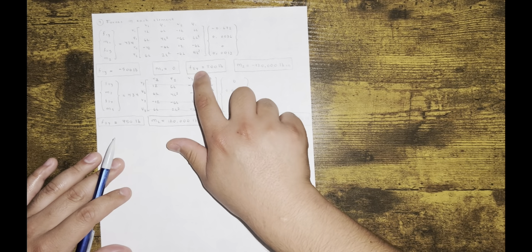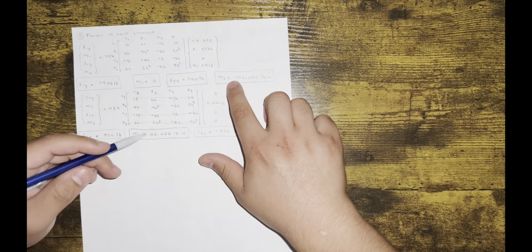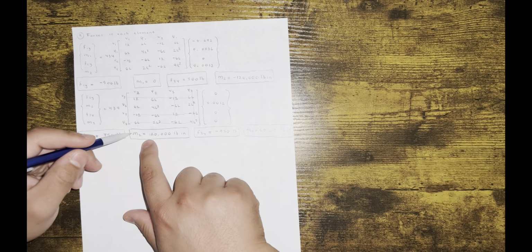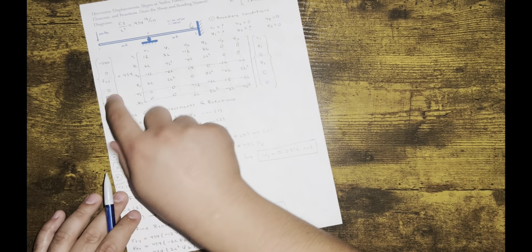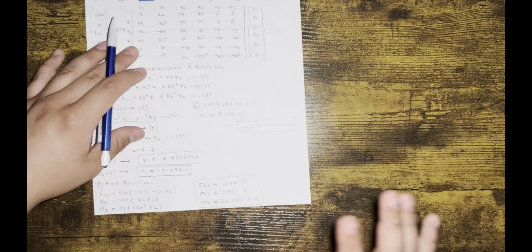And yeah, it's true. F2Y, 500 pounds. There's another one here, 750. Add them both together, that's 1250. Boom, that's what we got here. M2, negative 120,000, positive 120,000, 0, boom, that's good. F3Y, there's no other ones except this one, negative 750. Boom. And then M3, 60,000, that's the only one. Boom. So that's verified. That's how you verify that, okay? Once you do that on the exam, you'll know you're doing it correctly.